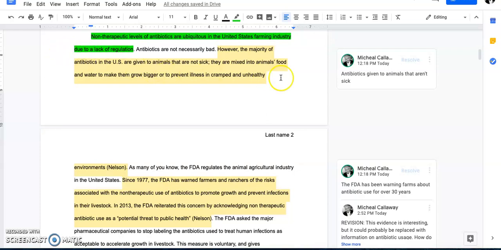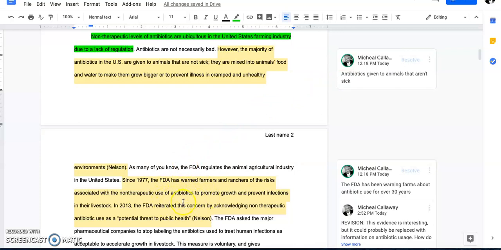So the first piece of evidence is really about antibiotics given to animals that aren't sick. So they're trying to get to that non-therapeutic part of it. It's not to keep them healthy. It's given to them when they are already healthy. So I'd want you to be thinking about that. On one level, it's talking about this non-therapeutic part, so that's good. I don't see much commentary here, so I think that might be a problem, but we'll assess that later.